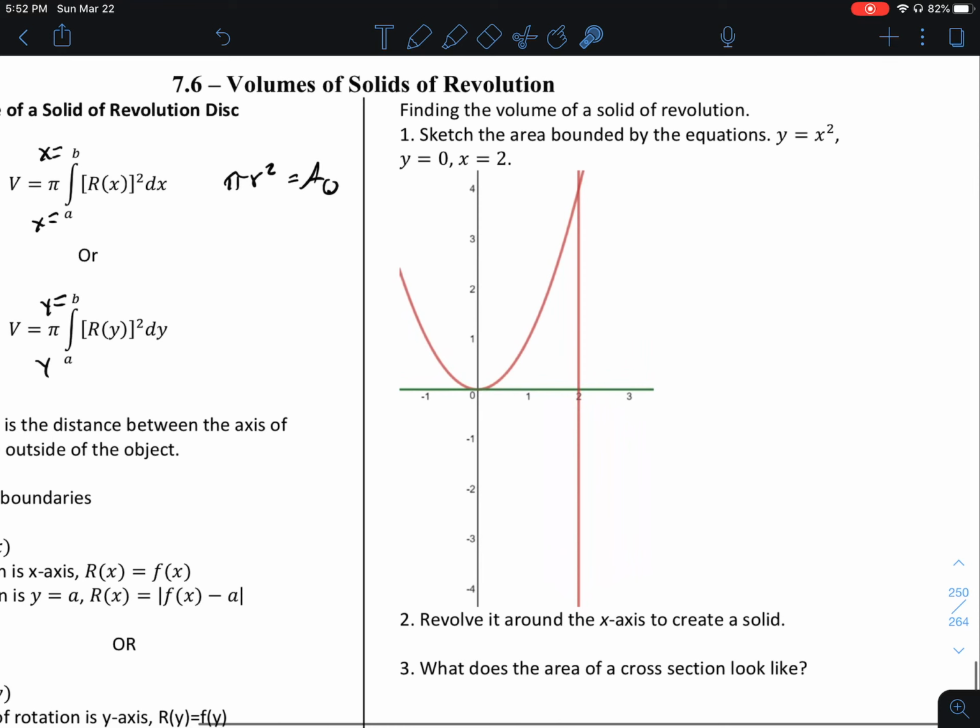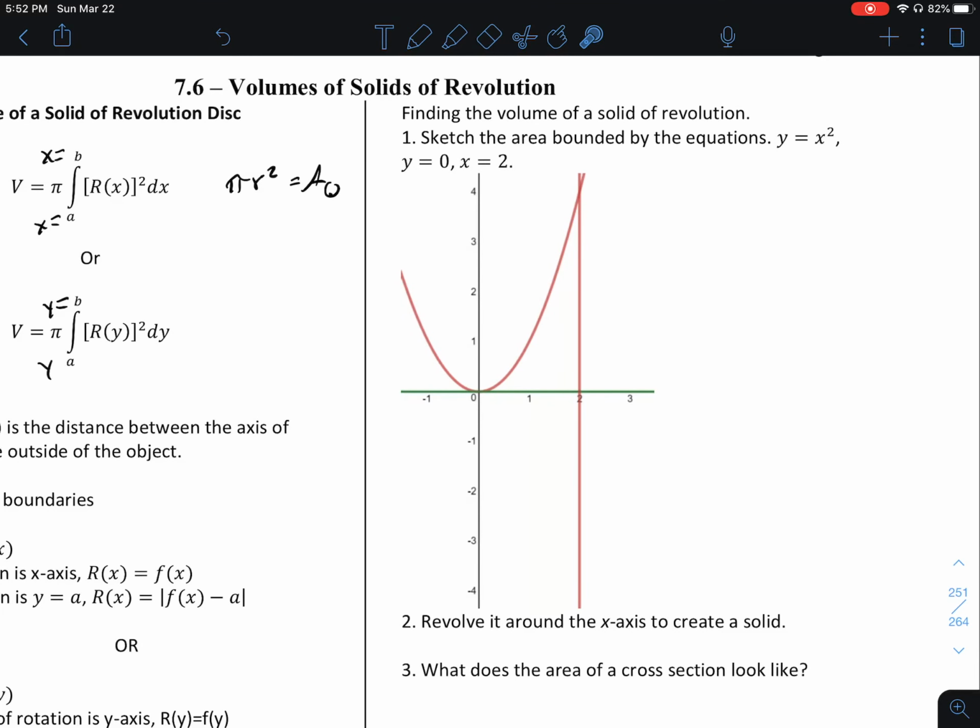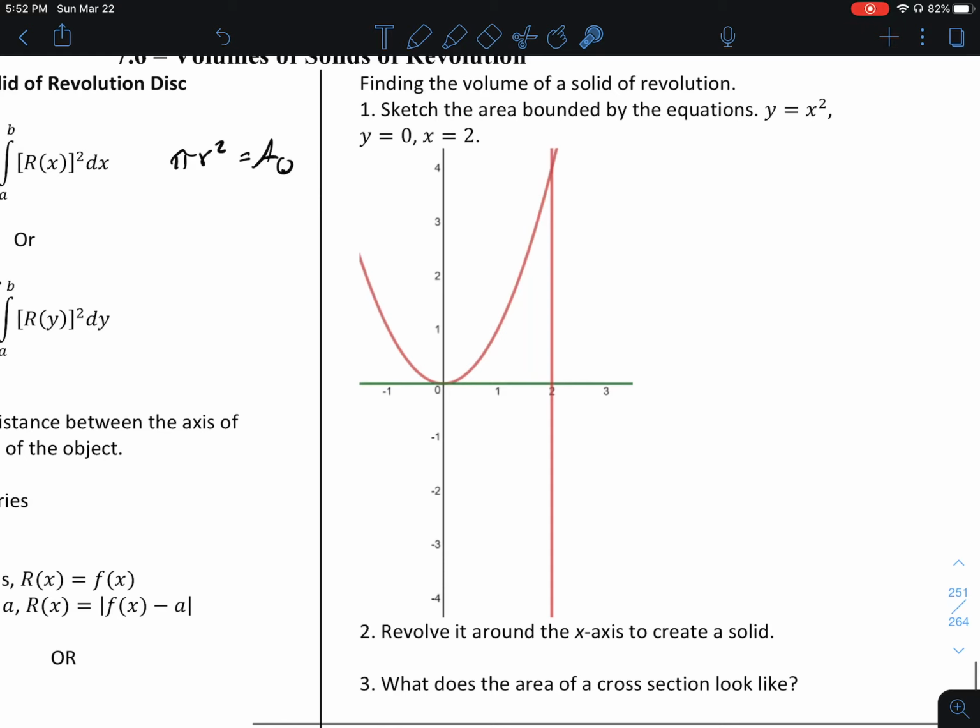Let's look at this problem in baby steps and see if we can make sense of this. Finding the volume of a solid of revolution. Sketch the area bounded by the equation y equals x squared, y equals 0, and x equals 2. Well, that area would be this area in here. So yes, you should be drawing this at this point.